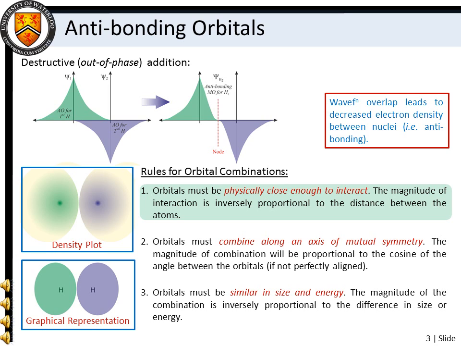Thus, there is an optimal internuclear distance for bond formation that is an electronic potential energy minimum on the potential energy surface. We can also stipulate that the orbitals must combine along an axis of mutual symmetry. That is to say, the orbitals should be suitably aligned. While alignment may not be a concern for s orbitals, orbital alignment is critical for interactions involving orbitals with L greater than 0. Finally, the atomic orbitals must be similar in size and energy, which we now know are in fact related.